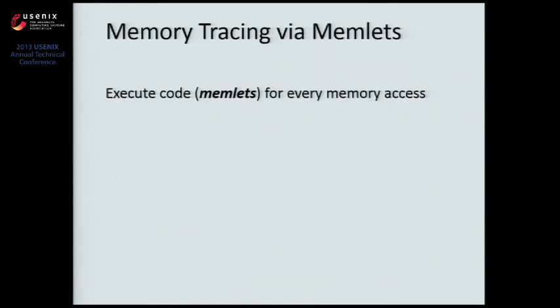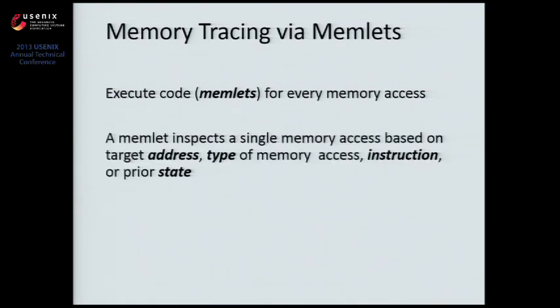So let's start with the motivation. We want to execute additional code for every single memory access that an application executes. We call these little code snippets memlets. A memlet, in general, inspects one single memory access based on a specific set of features. The features can be the target address of the memory read or memory write, the type of instruction that executed the memory access, or the prior state. There will be some shadow state in the background that the memlet can act upon.